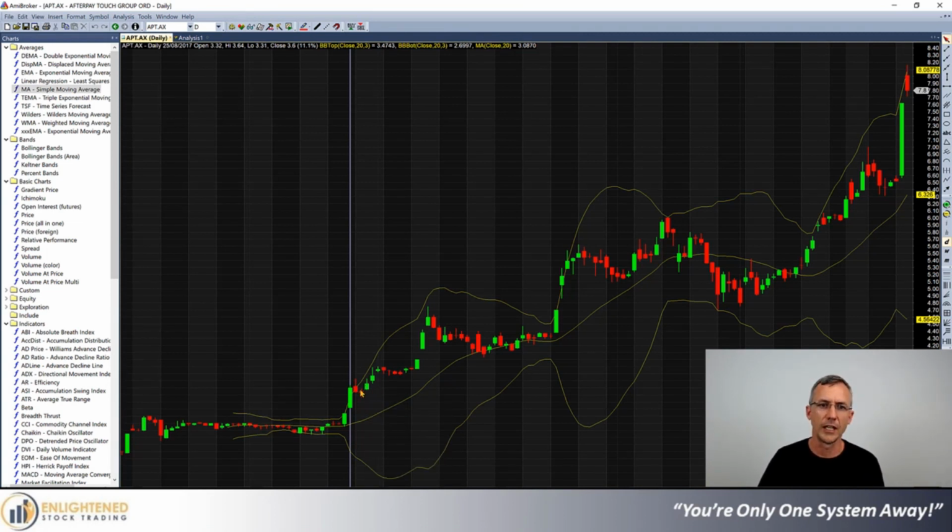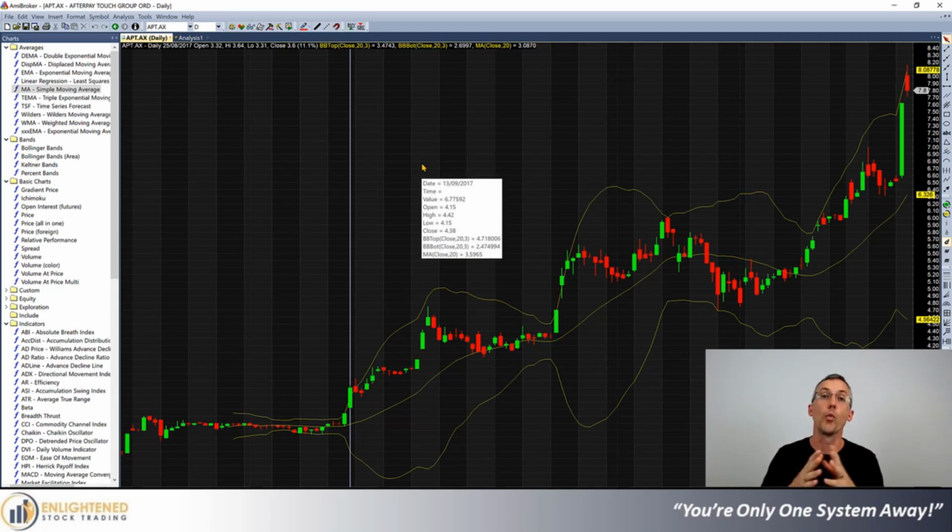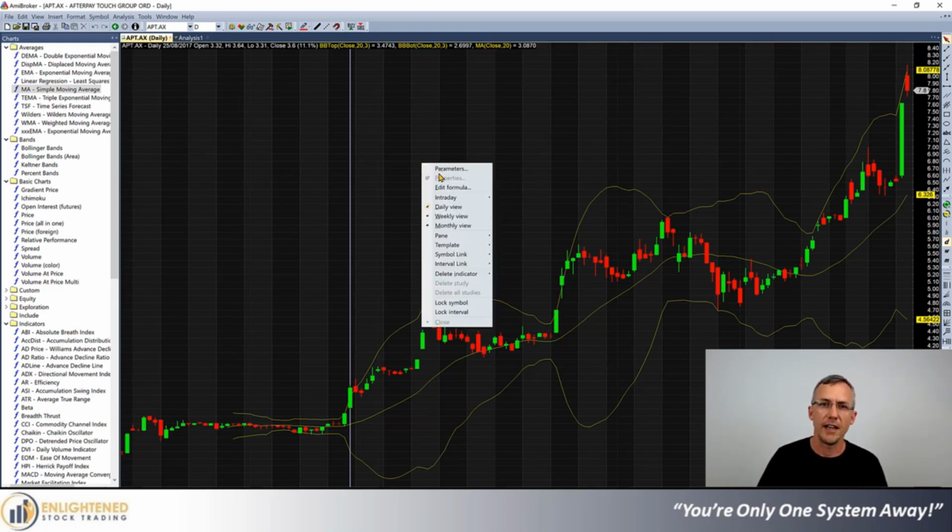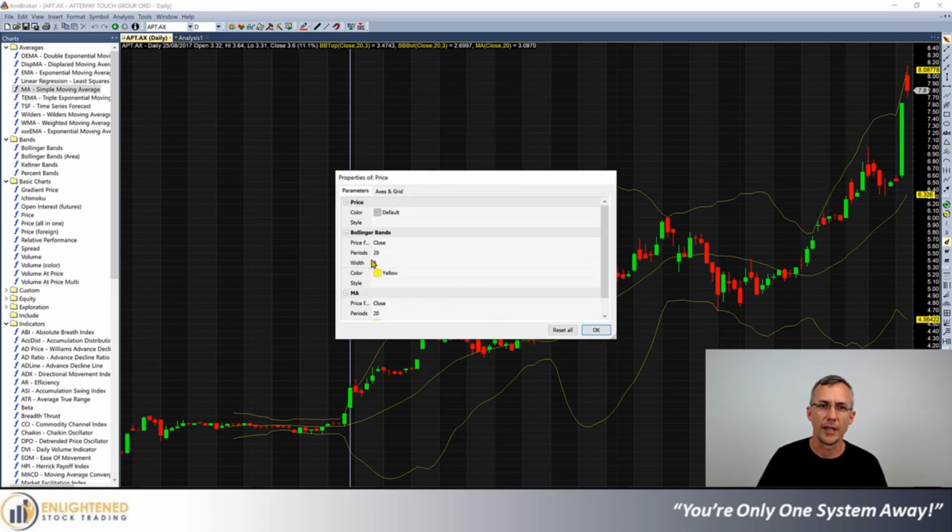But this is clearly a new trend. It's a very strong move, and so that would be a good trend entry. So that is the standard deviation multiple or width of the Bollinger Band. Let's now have a look at what happens with the number of periods.